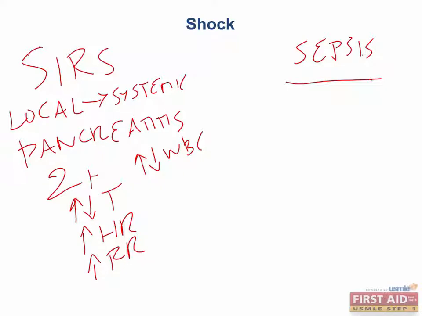Now sepsis is the exact same thing as SIRS, but in addition, we have a confirmed bacterial infection. So you have positive cultures when you take blood cultures.